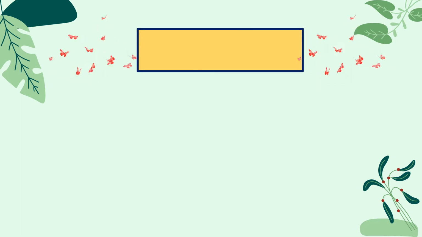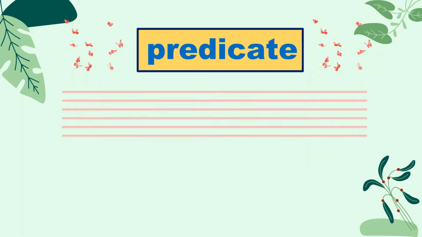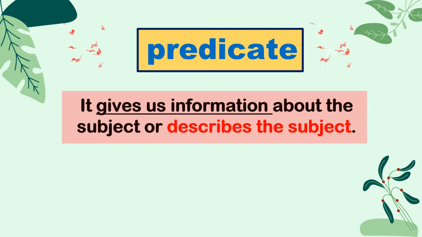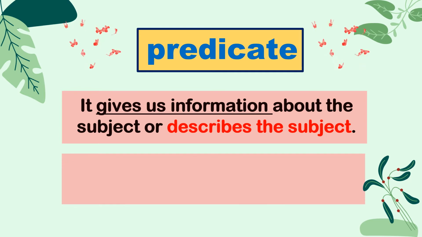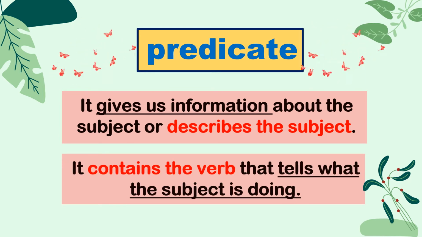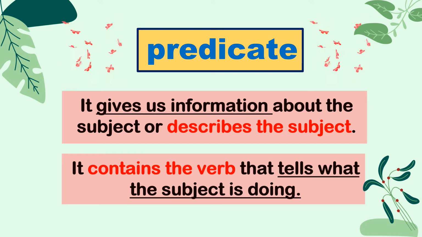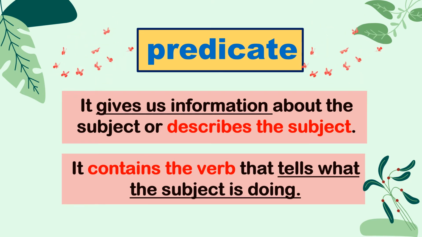Let us now discuss the other part of the sentence, which we call the predicate. The predicate gives us information about the subject or it describes the subject. It contains the verb that tells what the subject is doing. The verb in the sentence could be a linking verb or an action verb. Remember, kids, a sentence is not complete without verbs, be it linking or action verbs.